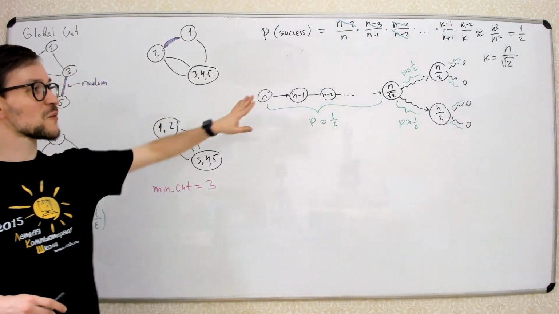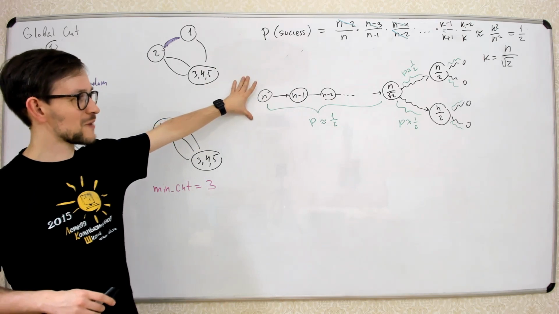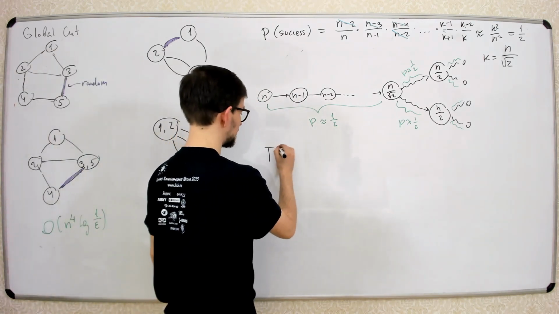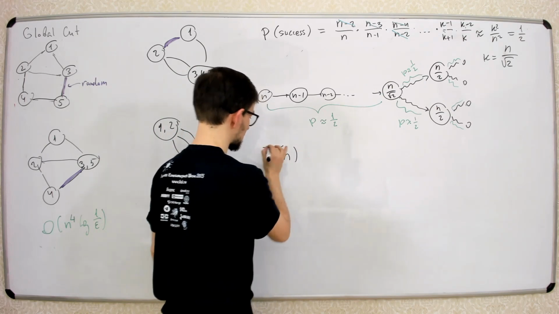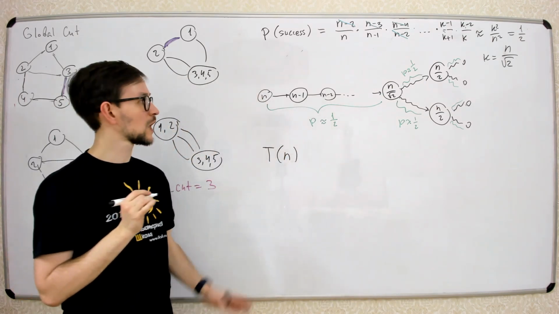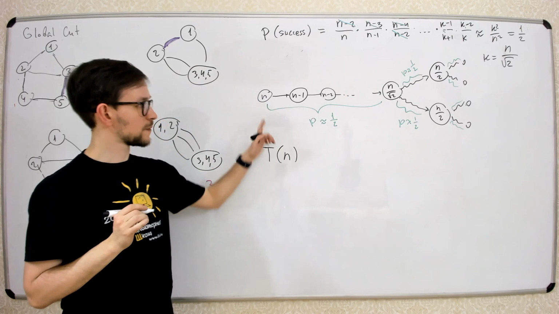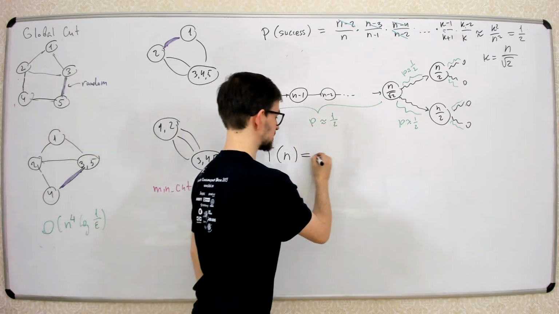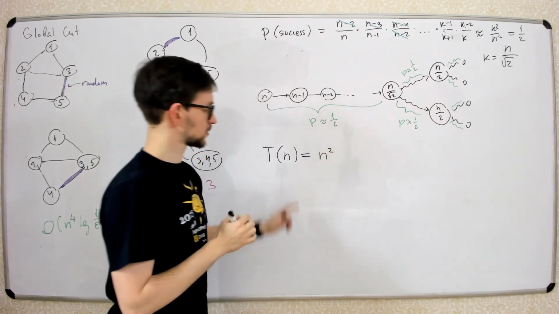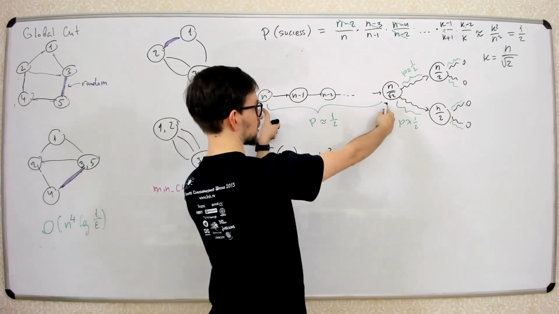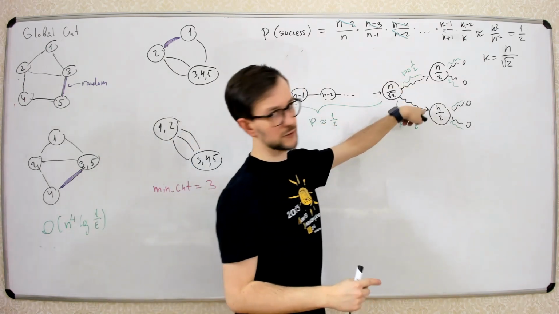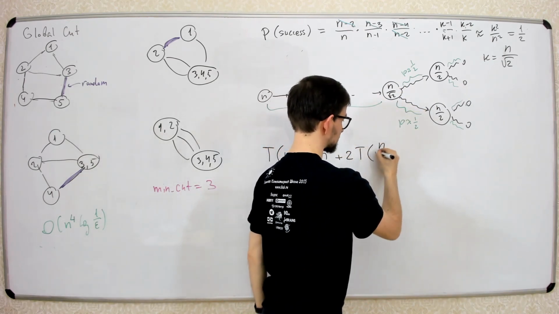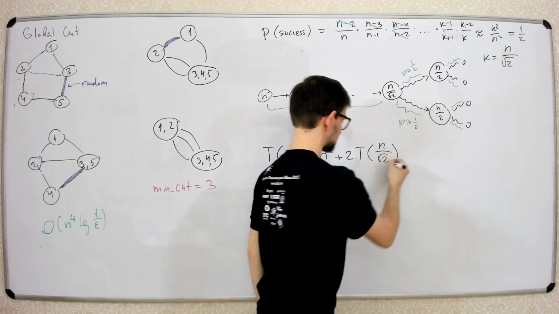Now first let's talk about time complexity. What is the time complexity of this algorithm? Well, let's see. We need to calculate the time complexity for a graph of size n. We need to make all these steps, right? So we make all these steps in time n squared. So time n squared is the time for this part. And now we call the same algorithm twice, so we twice call the algorithm on the graph of size n over square root of 2.